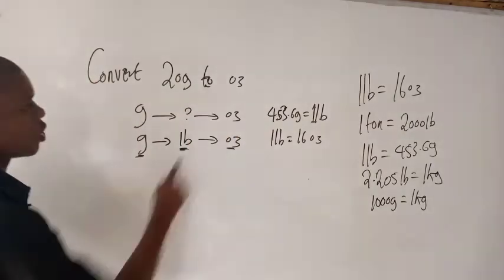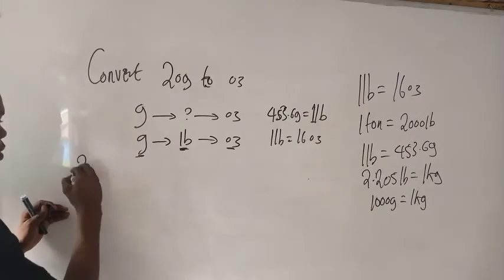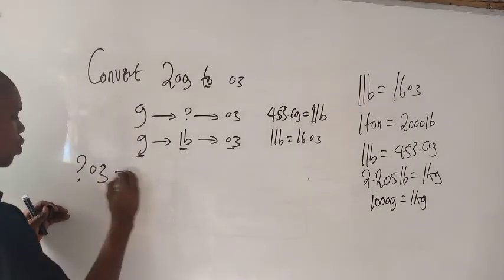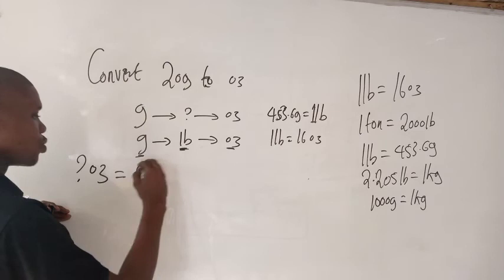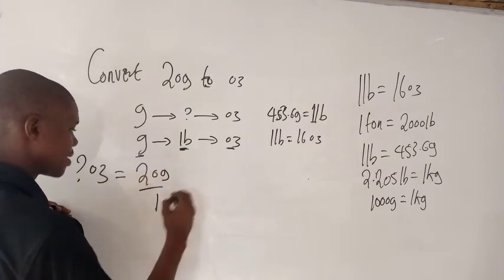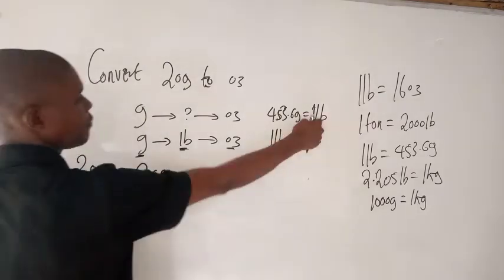Where are we converting to? We are converting to ounce. Now what are we converting? We are converting 20 gram over 1 times. So I'm going to take the first one.